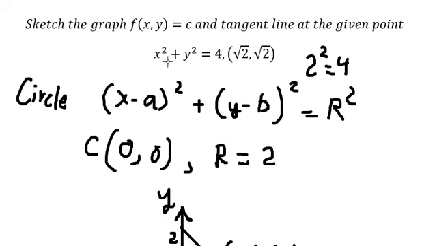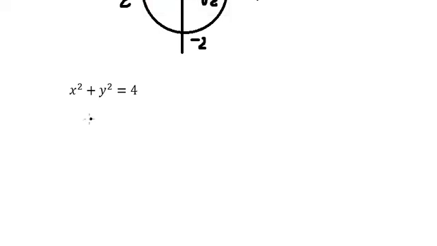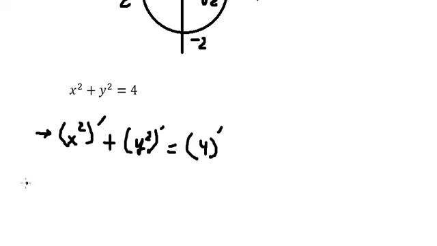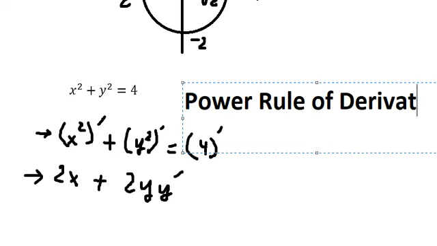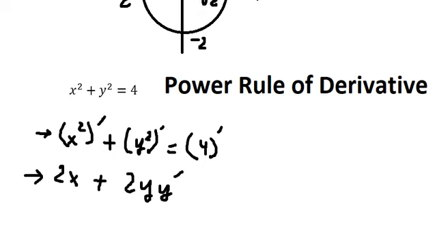So we need to find the tangent of this one. The first thing we need to do is take the derivative of both sides. So this one is about 2x. This one is about 2y. And first, the derivative of y, because we have y in the equation, that's why we need to have this one. And we just apply the power rule of the derivative. So that should be like this.